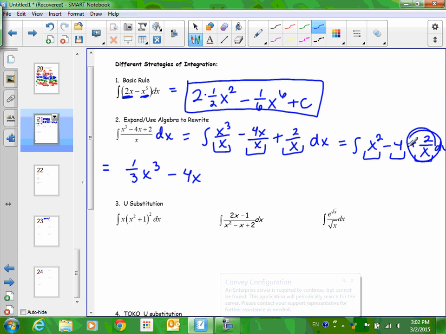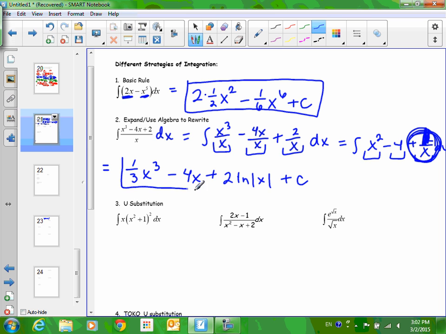Now this may throw you off, so what I'm going to do instead is just write the 2, and I'm going to change this 2 to a 1. What's the antiderivative of 1 over x? Natural log of x. We're used to seeing it as natural log of u, but it definitely works with natural log of x, or absolute value of x. Of course, plus c, right?